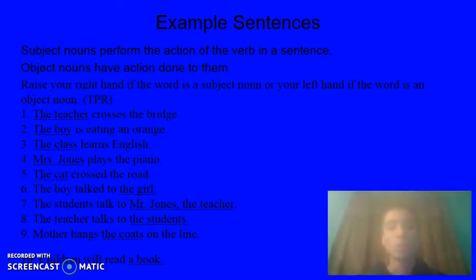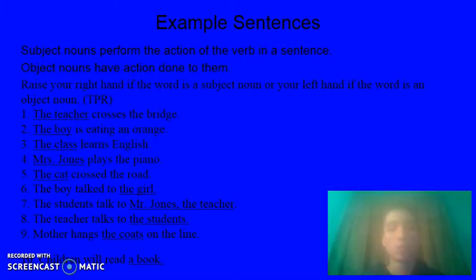I would like the students to raise their right hand if the word underlined is a subject noun, or their left hand if the word is an object noun. The teacher crosses the bridge. The boy is eating an orange. The class learns English. Mrs. Jones plays the piano. The cat crossed the road. The boy talked to the girl.